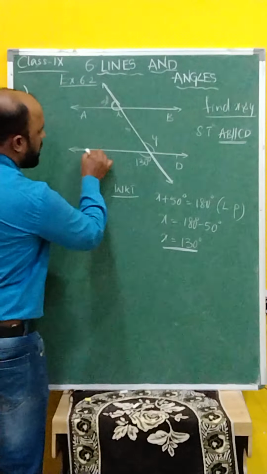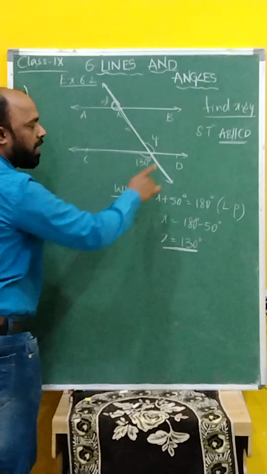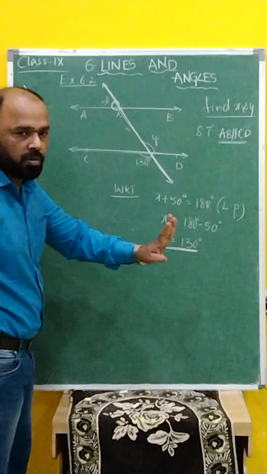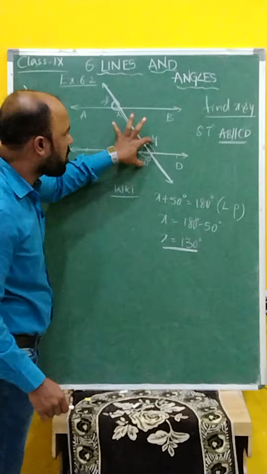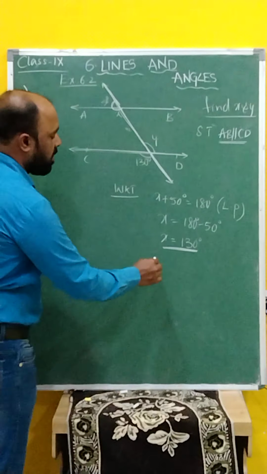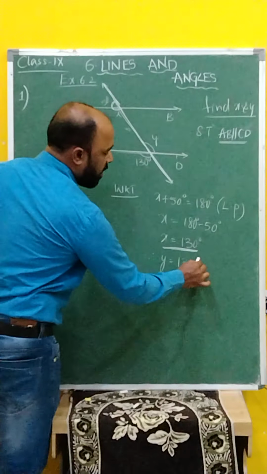Observe, this is a line and this is the transversal. Here how many angles are formed? Four angles are formed. What are they? These two are vertical opposite angles. These two also are vertical opposite angles. Therefore they are directly equal. What is y value? y is equal to 130 degrees.